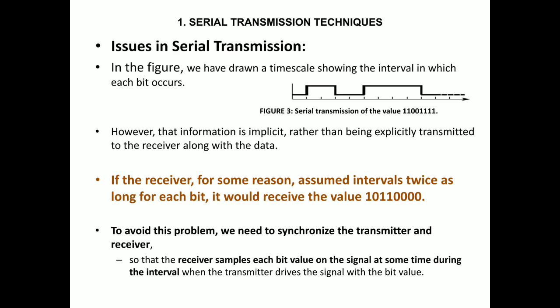Okay, one scenario is if the receiver for some reason assumes the interval is twice as long for each bit. That means there is a difference in the clock signal arriving, so there is a chance of wrong data being transferred. And if the interval is long when there is no data being transferred, we will consider that time period's data as 0.